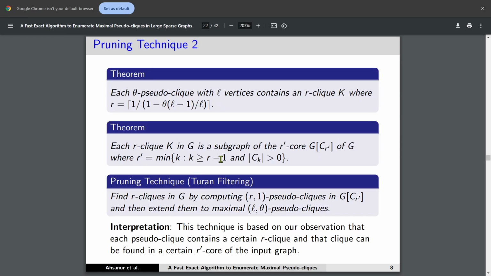Our second pruning technique, namely Turan filtering, is based on our observation that each pseudo-clique contains a certain R-clique, and that clique can be found in a certain R-prime core of the input graph. So we first compute these R-cliques and then extend them to maximal L theta pseudo-cliques.